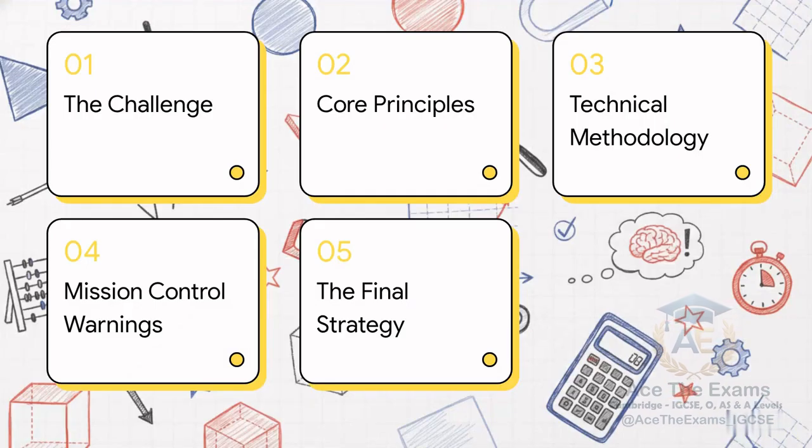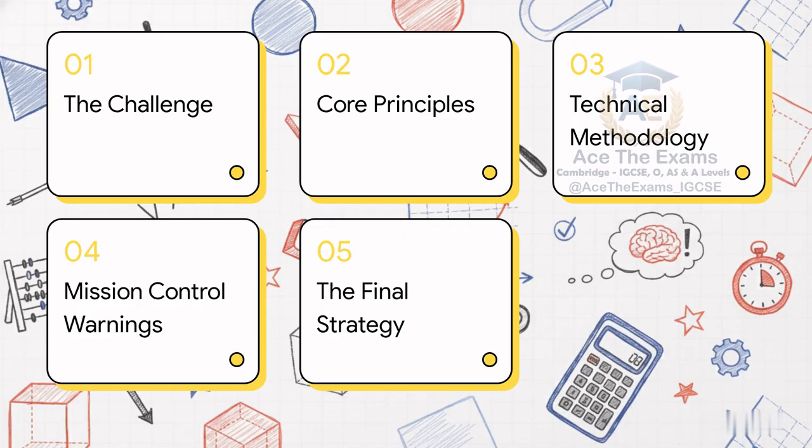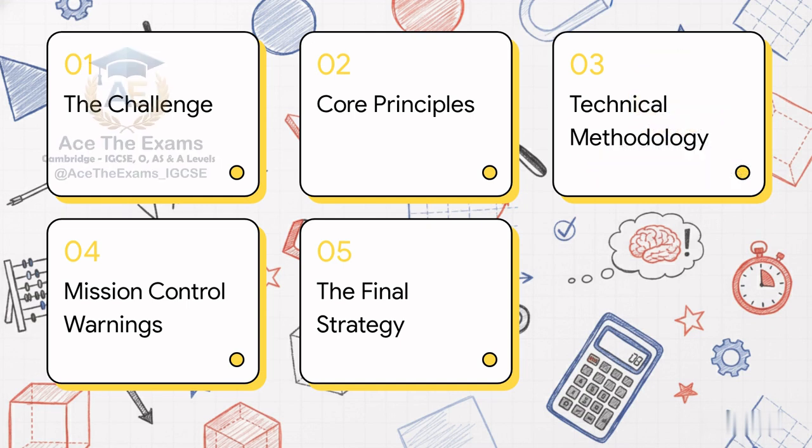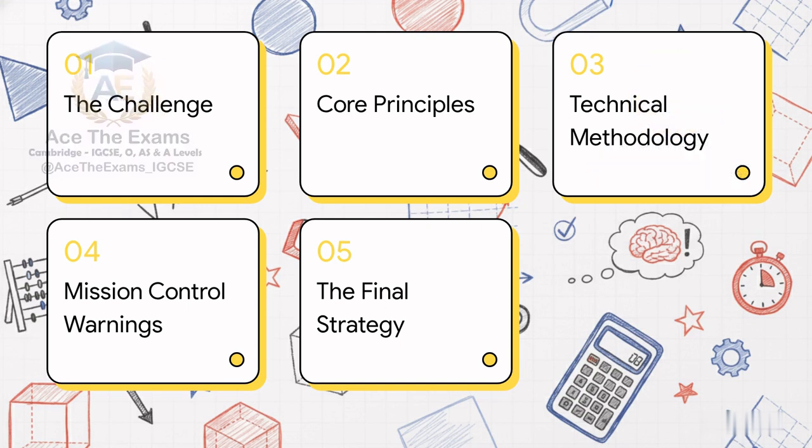Welcome to the explainer that is absolutely going to bulletproof your exam strategy. Here is our mission briefing for today's explainer. First up, we've got the challenge, where we'll identify exactly where students crash and burn. Second, we're going to establish the Radian core principles. Third, we'll break down the technical methodology, what examiners are actually looking for. Fourth, we'll review some urgent mission control warnings straight from the principal examiner reports. And finally, we'll wrap up with the final strategy, giving you the exact answering system you need to guarantee top marks. Let's not waste any time.